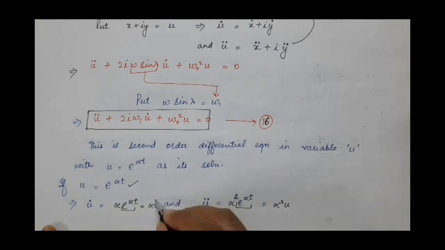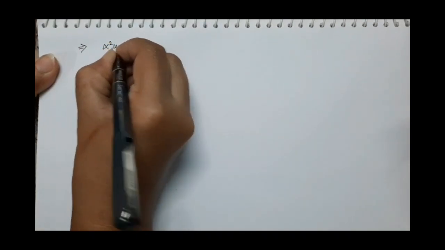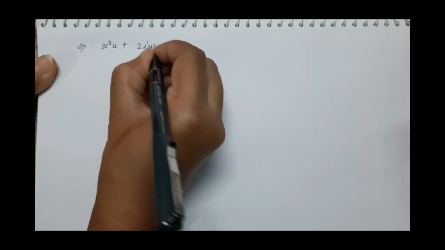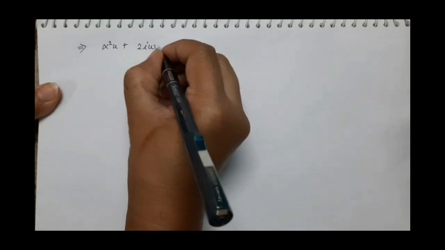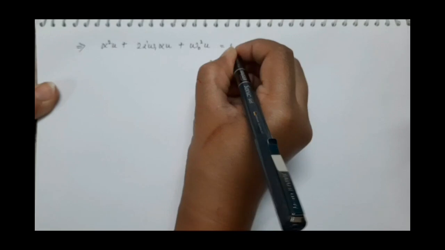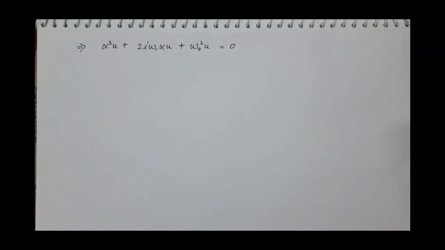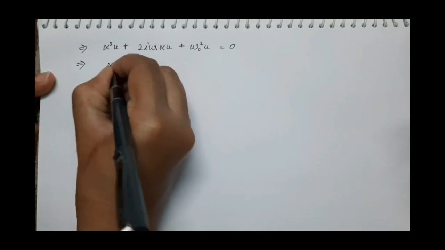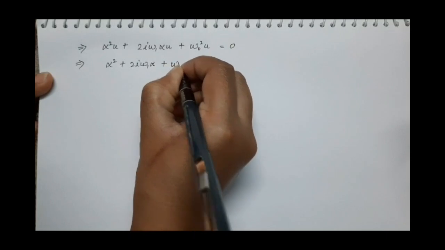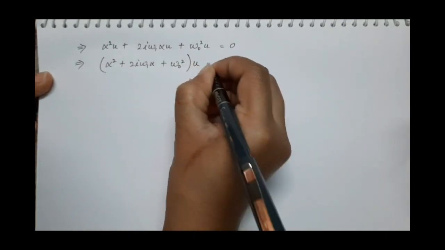And putting all these three values in equation 16th, we will get the value of u double dot is alpha square u plus 2 iota omega 1 into the value of u dot, which is alpha u, plus omega naught square u, equal to 0. Now take u common. Alpha square plus 2 iota omega 1 alpha plus omega naught square, u is common, it is equal to 0.